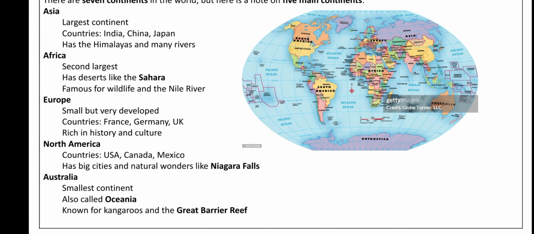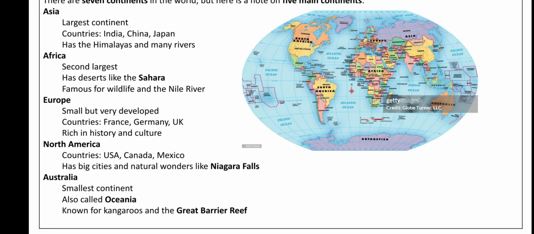It is small but very developed in terms of infrastructure and so-called civic sense. It includes countries like France, Germany, UK, which saw the earliest industrial development. We can say it is rich in history and culture. The other one is North America, countries like USA, Canada, Mexico. Basically, Canada and Mexico come under North America. It has big cities and natural wonders like Niagara Falls.